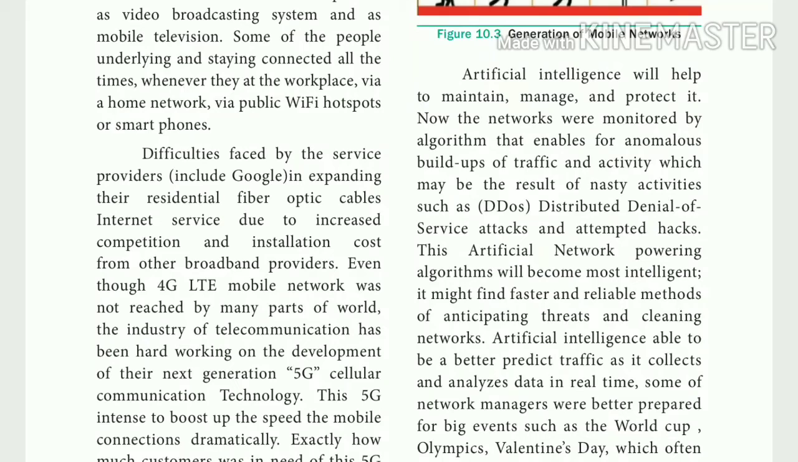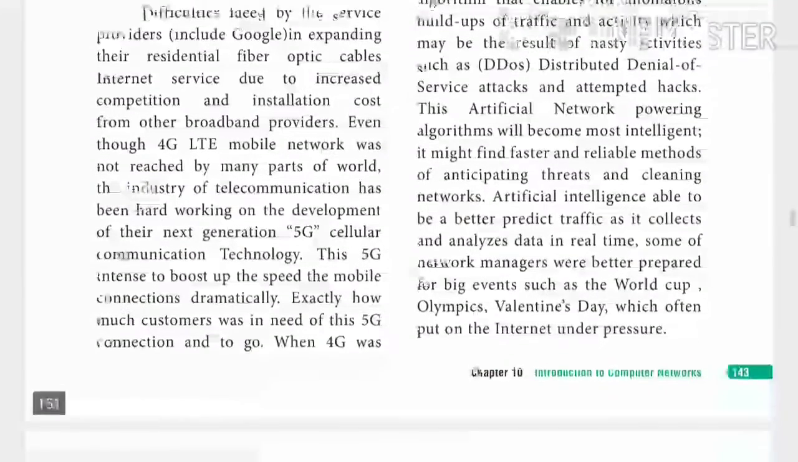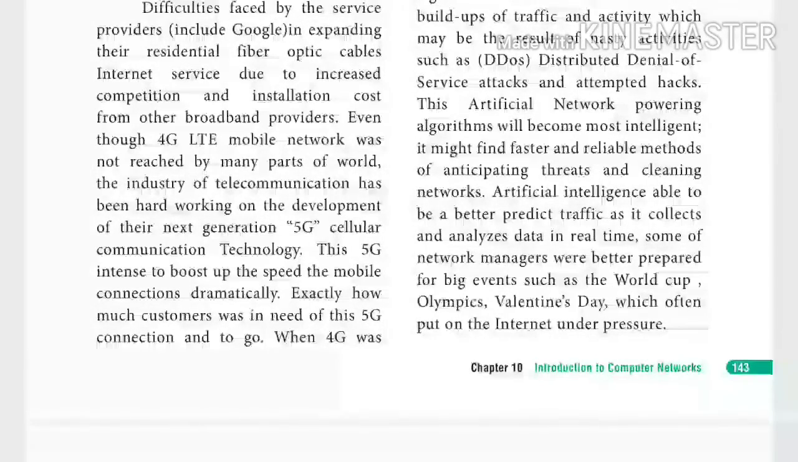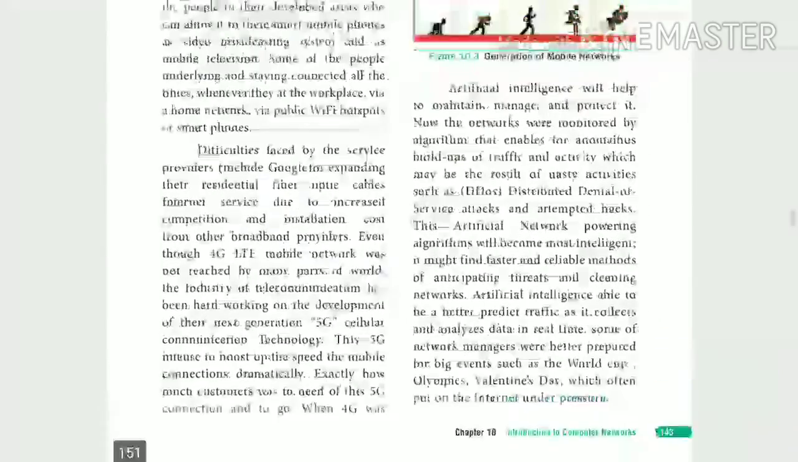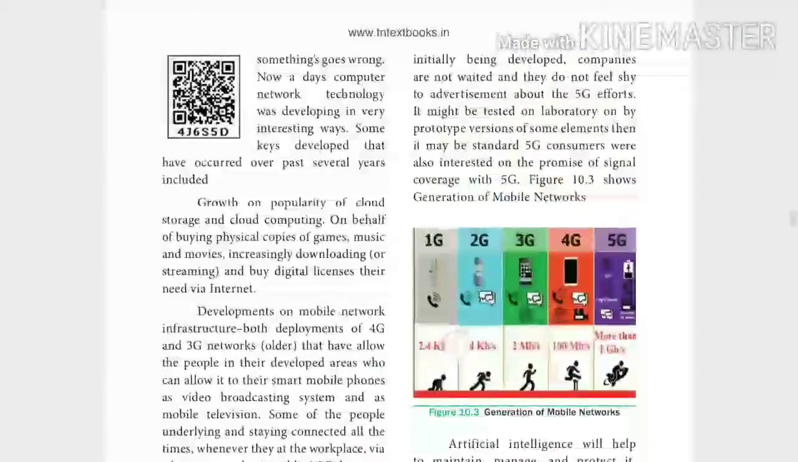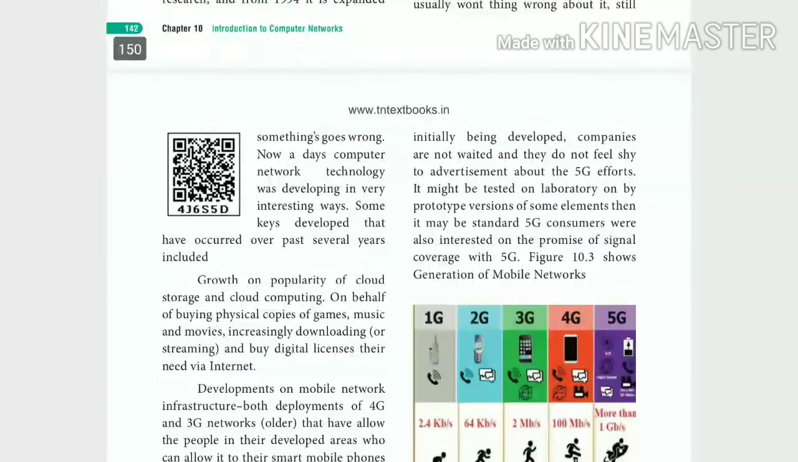So the speed of mobile connection increased dramatically. Exactly how much customers needed this 5G connection was unclear. When 4G was initially being developed, companies were not waiting and did not feel shy to advertise their 5G efforts. It might be tested in the lab by protocol version. Some elements of the 5G standard were also interesting to customers, on the promise of signal coverage with 5G.